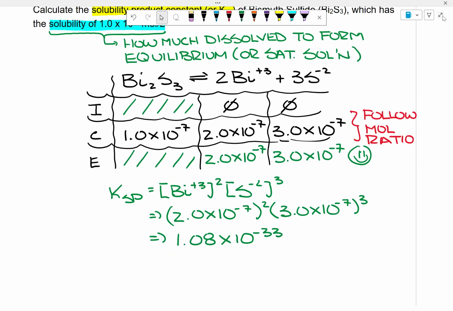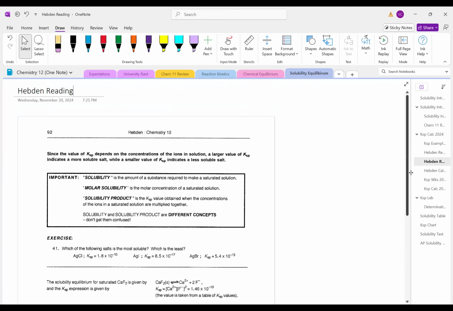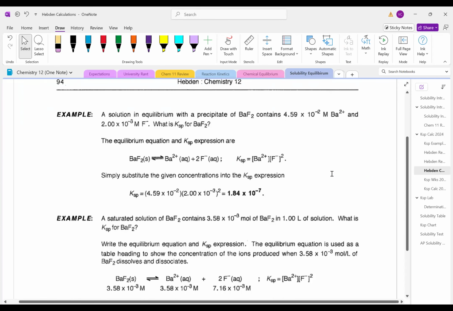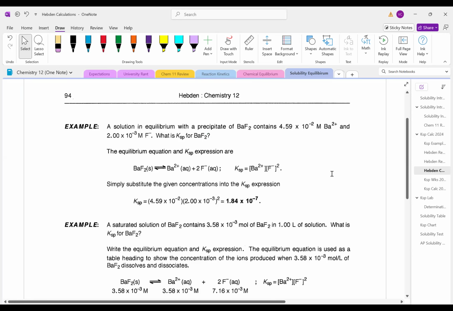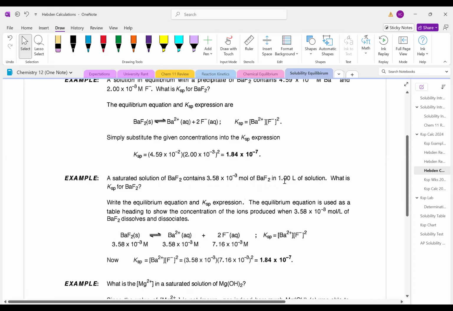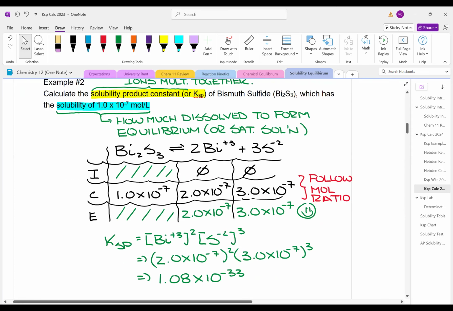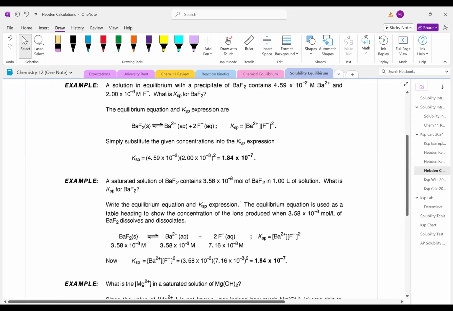Now, if you take a look at the example in the book, if you take a look at the sample calculations, you might notice on page 94 they don't put any ice tables in there. Now, for me, I like to use ice tables in my calculations because then you can see how it is linked to the equilibrium that you learned in the previous unit. Setting up the ice tables, where did I get it? Why did it follow the mole ratios? Versus what they have here in your Hebden text.